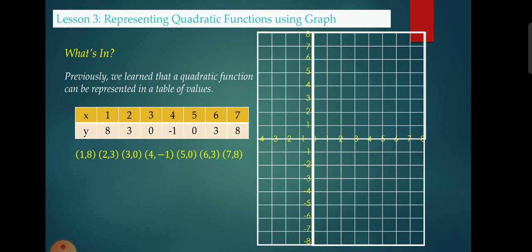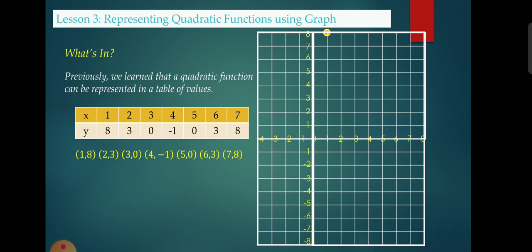So the possible signs of the values of x and y may vary according sa iyahang quadrant, kung asa siya na belong. Either quadrant 1, quadrant 2, quadrant 3, quadrant 4. So, kanyang pairing 1, 8, 2 and 3, 3 and 0, 4 and negative 1, 5 and 0, 6 and 3, 7 and 8 will be plotted on the Cartesian plane or rectangular coordinate system on the right side.